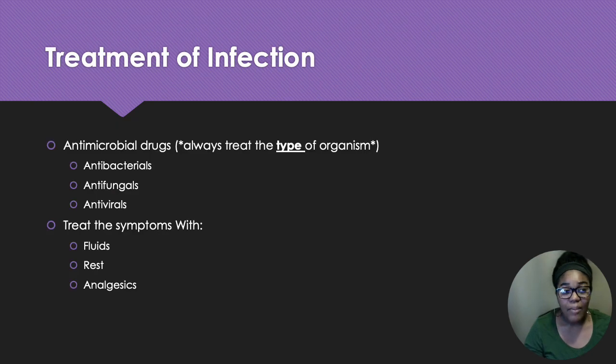So now we'll talk about the treatment of infection, and again, it always depends on the type of organism. We talked about a variety of pathogens earlier in this lecture: bacteria, viruses, protozoa, helminths, fungi. Antimicrobial drugs is a catch-all term for drugs that treat microorganisms.